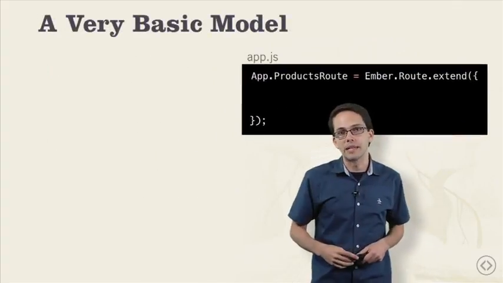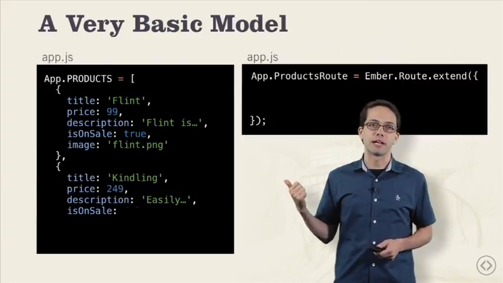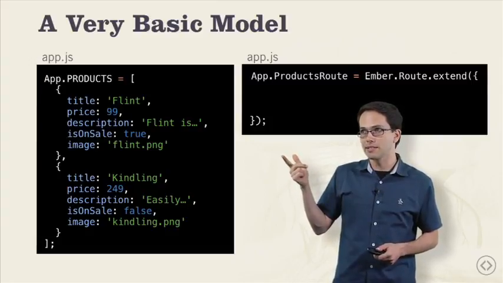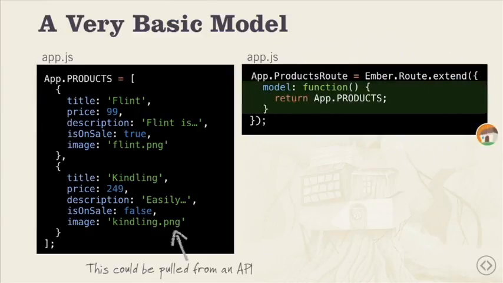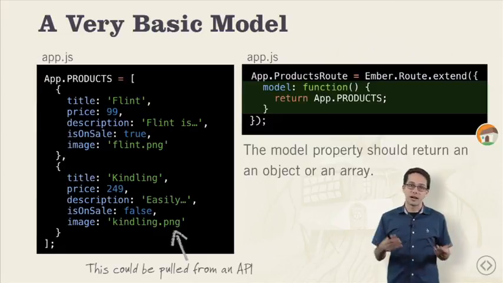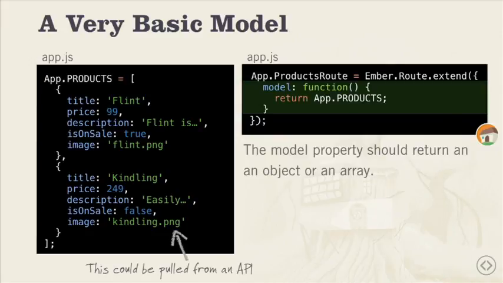Let's take a look at a very basic model. So here you can see we have an array of products that we want to render out into our web page. We're putting it inside of our application. Notice the namespace app. At the end of the next level, we'll show you how you could pull this data out of an API. But for now, we're simply going to store it in our application. Then we're going to define our products route, specifying the model property, which is a function that returns this array. The model property here can either be an object or an array. In our case, we have an array.